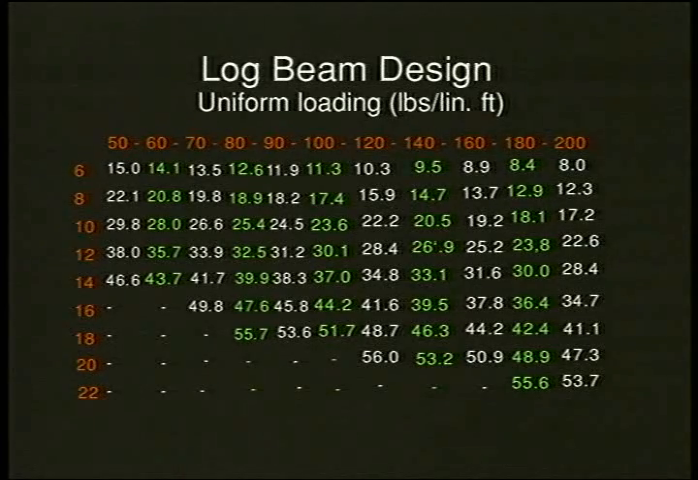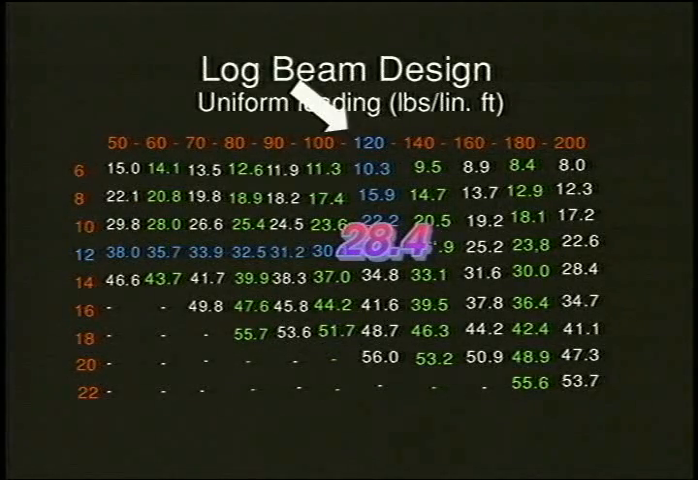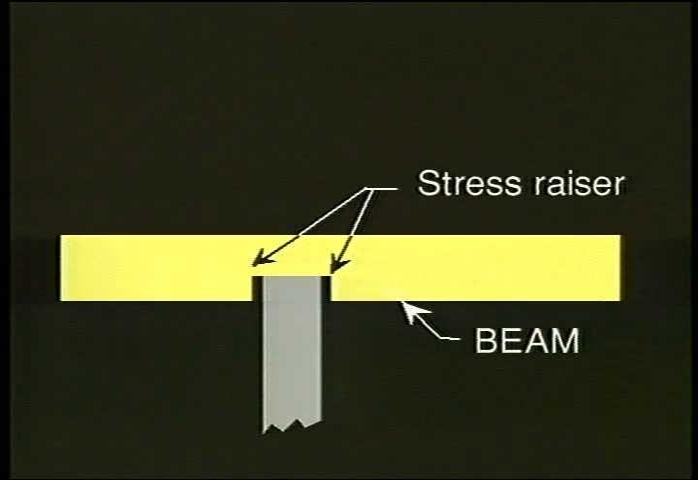From this table, we can see that a 12-inch mid-span diameter log with a load of 120 pounds per lineal foot can be expected to span 28.4 feet. Span tables may be obtained from the Log Builders Association.